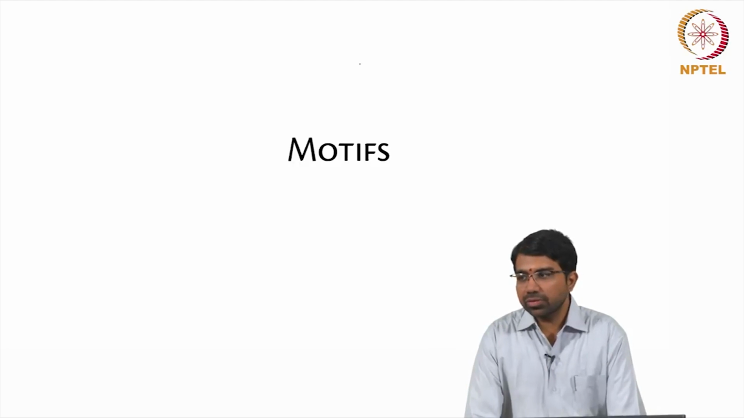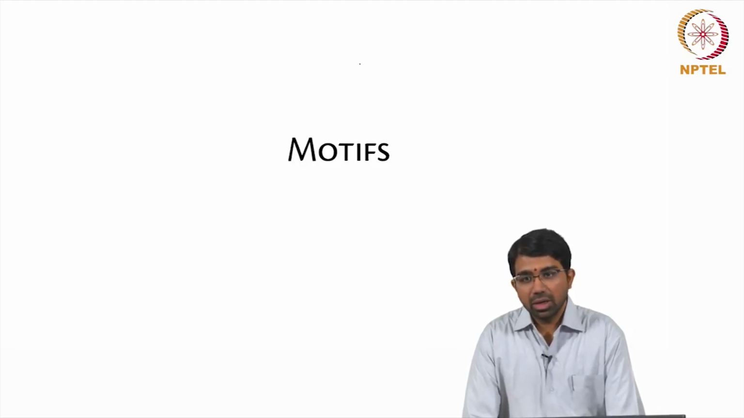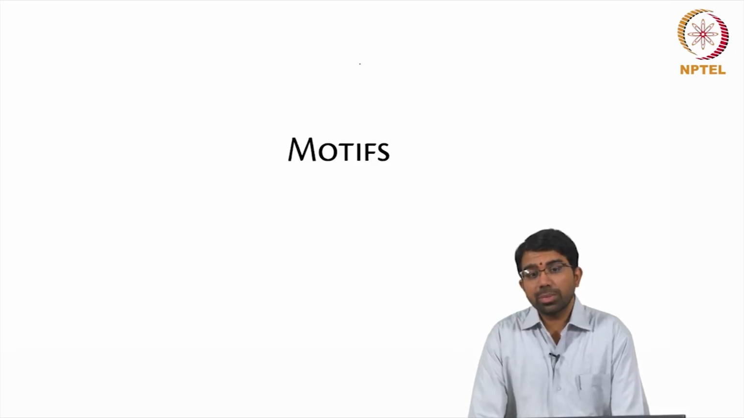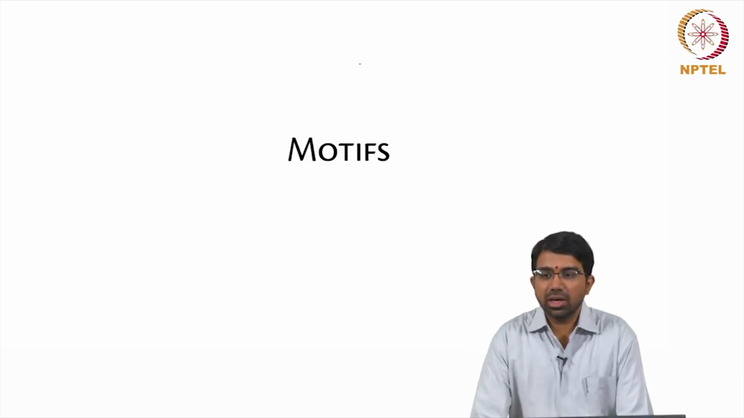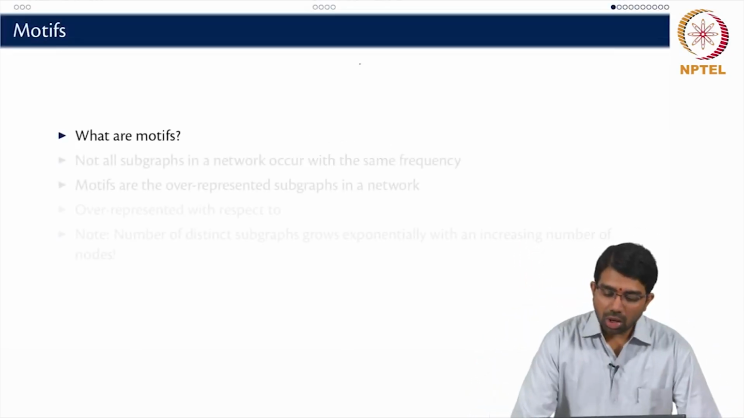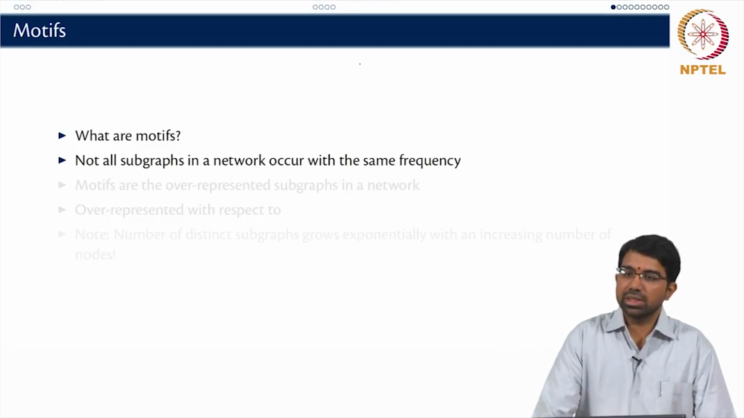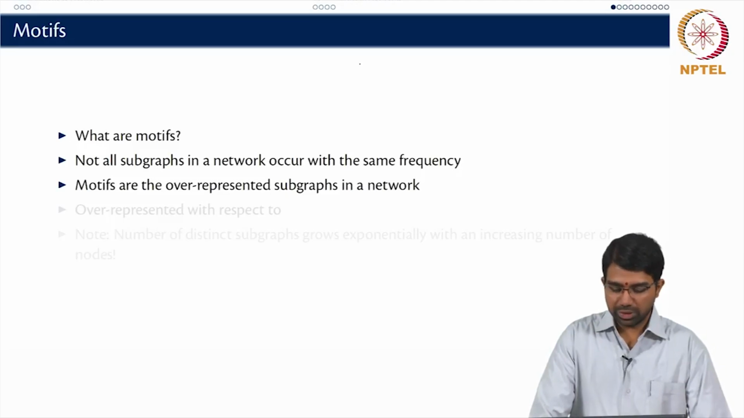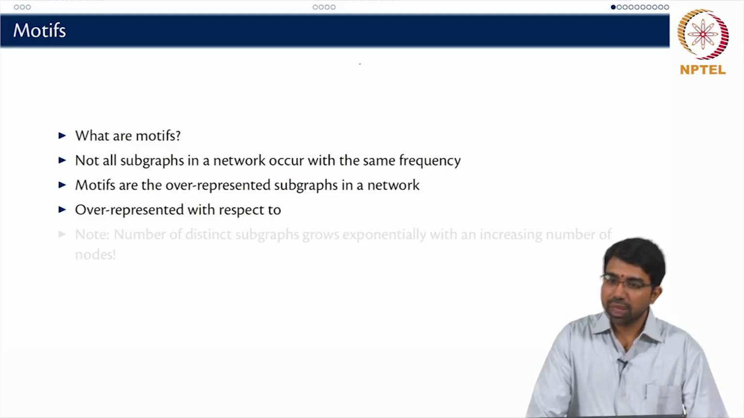So, what is a motif? We said it is some sort of a pattern, but we already defined it as an overrepresented subgraph, or rather a statistically significantly overrepresented subgraph in a network. So, not all subgraphs occur with the same frequency in any given network. You will find that some motifs are overrepresented, but overrepresented with respect to what? With respect to some null model.